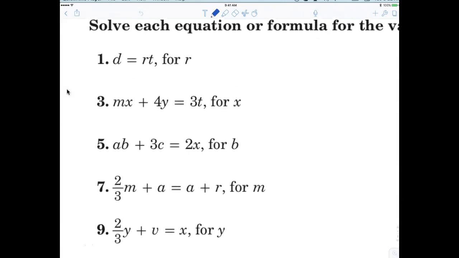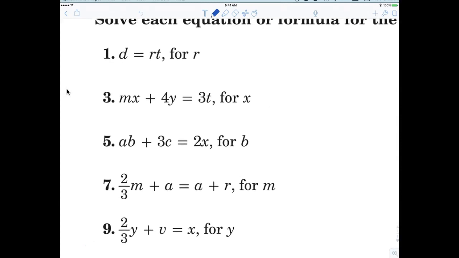Now, again, this is a huge part, believe it or not, of the SAT, solving what are referred to as literal equations. In this particular case, distance equals rate times time. That's an actual equation, a formula that everybody should know.